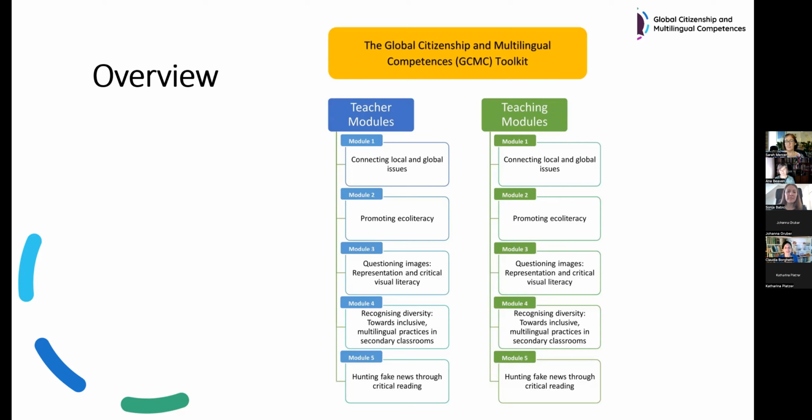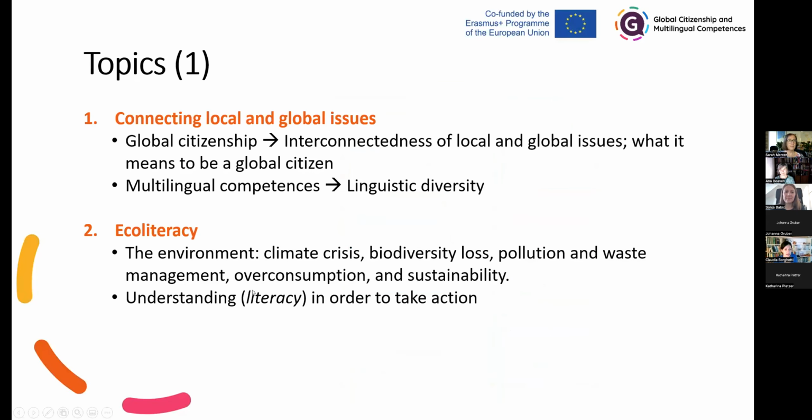And very, very briefly about the contents, because I want to have time in the breakout rooms where you will experience some concrete ideas taken from the teaching part. So the ideas for the class, for the students.